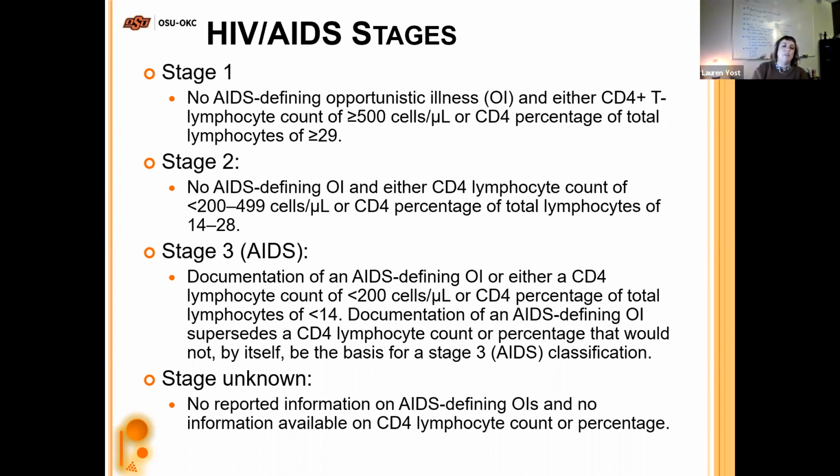Stage 2 of the infection, we still don't have any AIDS-defining opportunistic illnesses. We do have a decrease in the T cells. Stage 3 is development of AIDS. We have documentation of opportunistic infections that we do associate with AIDS, and continued decrease of CD4 lymphocyte count. CD4 cells are T cells. These are the specific ones that HIV will target.